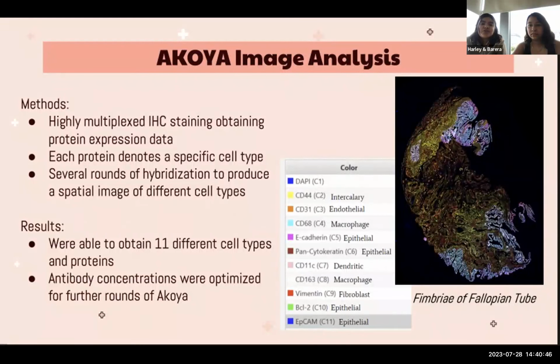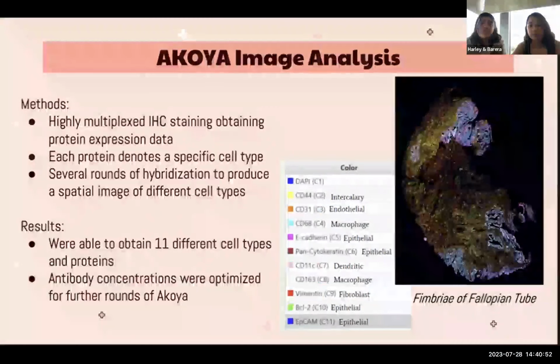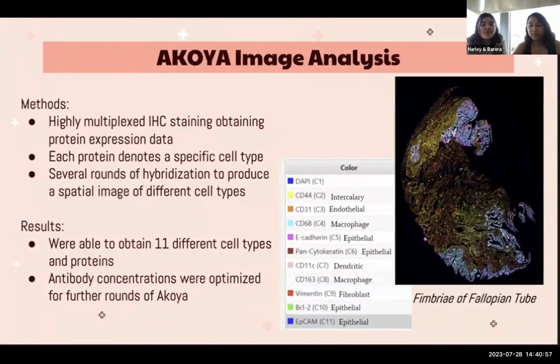In the fimbriae, which is pictured on the right, the fimbriae is a section of the fallopian tube, and we're able to see several different cell types denoted by a protein. For example, we see E-cadherin, which is the magenta color, and that denotes an epithelial cell type visible in the image. And we can see in the list next to the image of the fallopian tube that the DAPI protein does not denote a cell type because it's used to show the presence of the nucleus. And this just allows us to see a more accurate view of where each cell is.